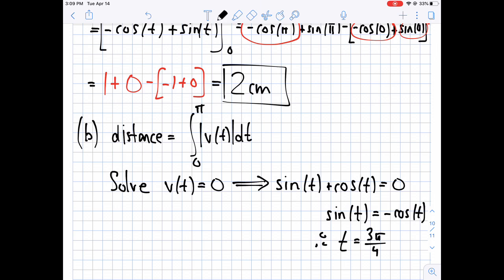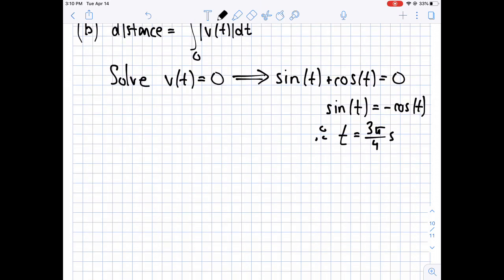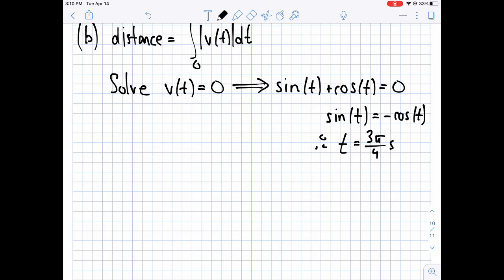Again, we're only interested here in the angle between 0 and pi. So t is equal to 3 pi over 4. We're looking at seconds. So that means our function potentially changes from positive to negative, or from negative to positive at 3 pi over 4. Okay, let's set up a table of values again and plug in a test value. So what happens from 0 to 3 pi over 4, and what happens from 3 pi over 4 until pi?